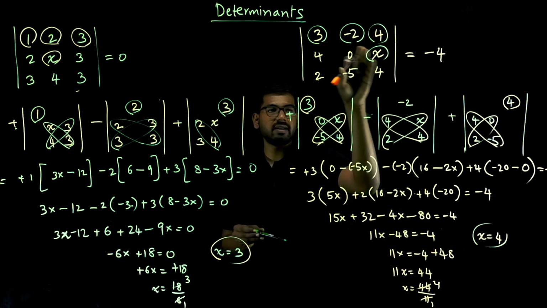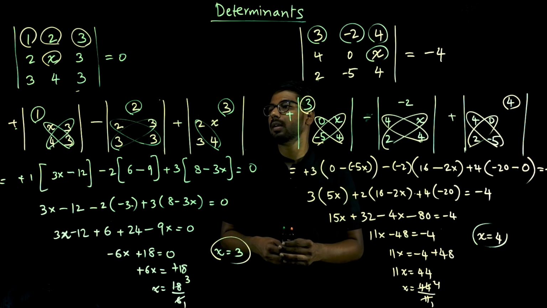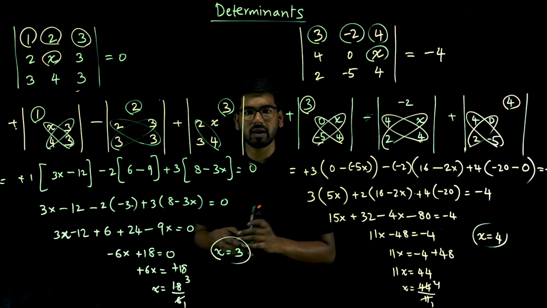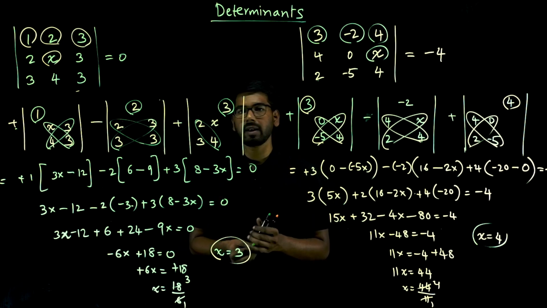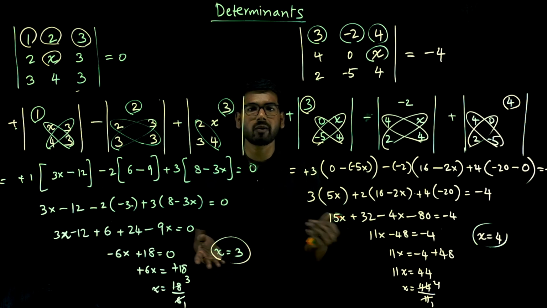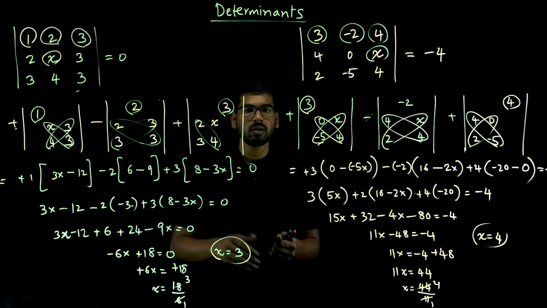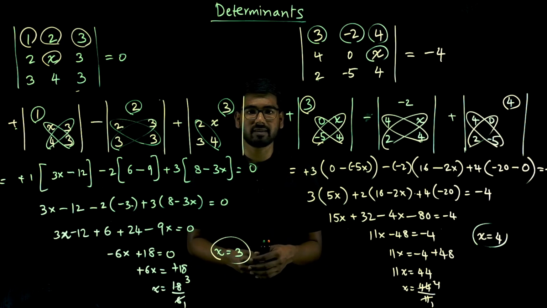If determinant of this matrix is minus 4, then x is 4. Okay, so this is definitely one question you will get in the exam for 1 mark. It could look lengthy, but you will have more than 1 minute for each question. So practice and try to solve this within 1 minute. Okay, let's see another question from the previous exam.